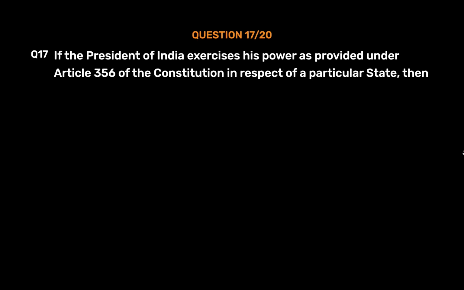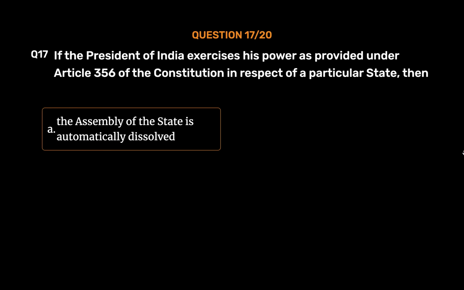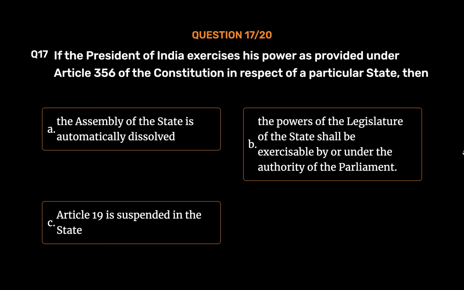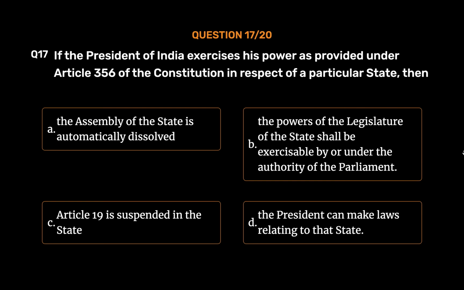Question number 17. If the President of India exercises his power as provided under Article 356 of the Constitution in respect of a particular state, then Option A. The Assembly of the state is automatically dissolved. Option B. The powers of the legislature of the state shall be exercisable by or under the authority of the Parliament. Option C. Article 19 is suspended in the state. Option D. The President can make laws relating to that state. The correct answer is Option B.